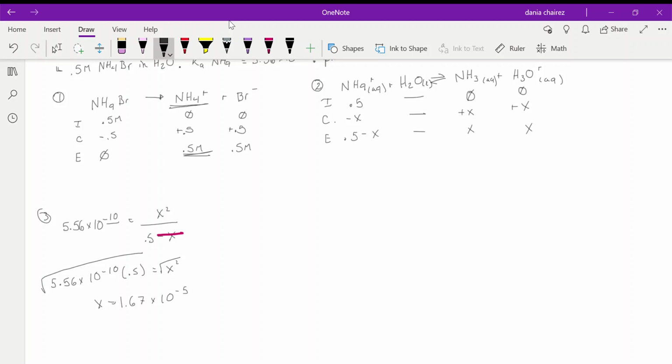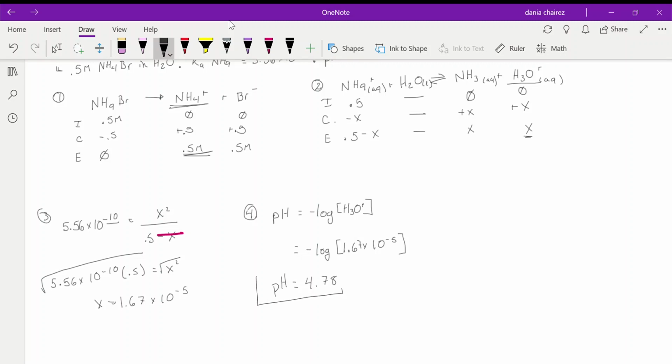So then our final step would be to find the pH, which is equal to the negative log of our concentration of hydronium ions, which we just solved for with X. So then we just input our X value into that, 1.67 times 10 to the negative 5, and we should get a pH of around 4.78.